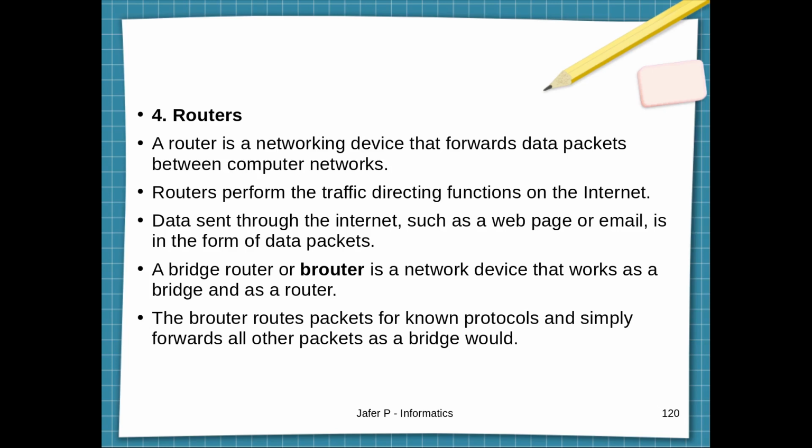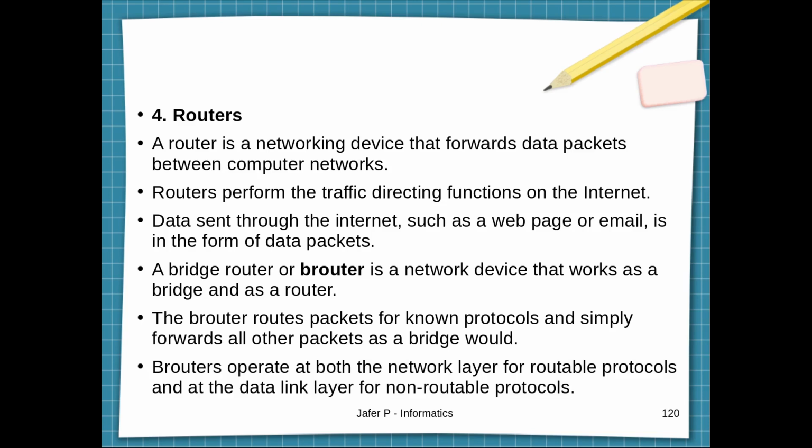The main purpose of a router, as I told you, is to define the route and send the data as packets. B routers operate at both the network layer for routable protocols and the data link layer for non-routable protocols. So a B router operates at both layers. What are the two layers? The network layer for routable protocols and the data link layer.